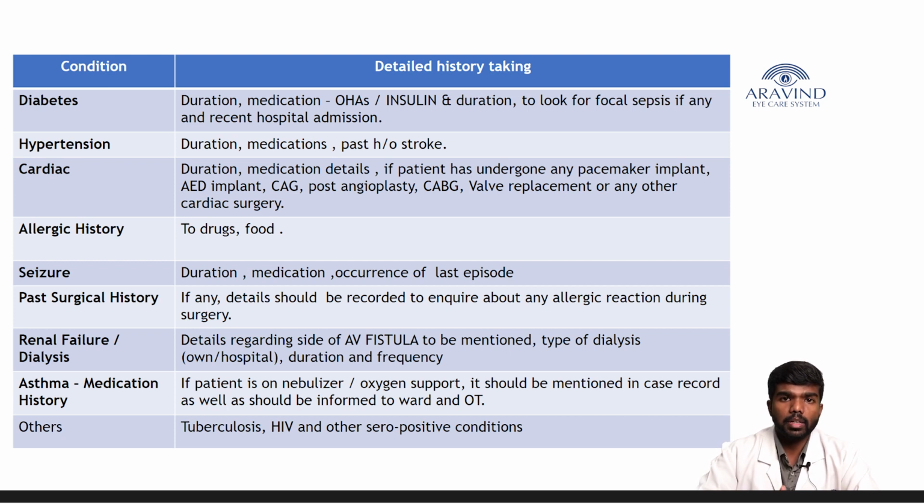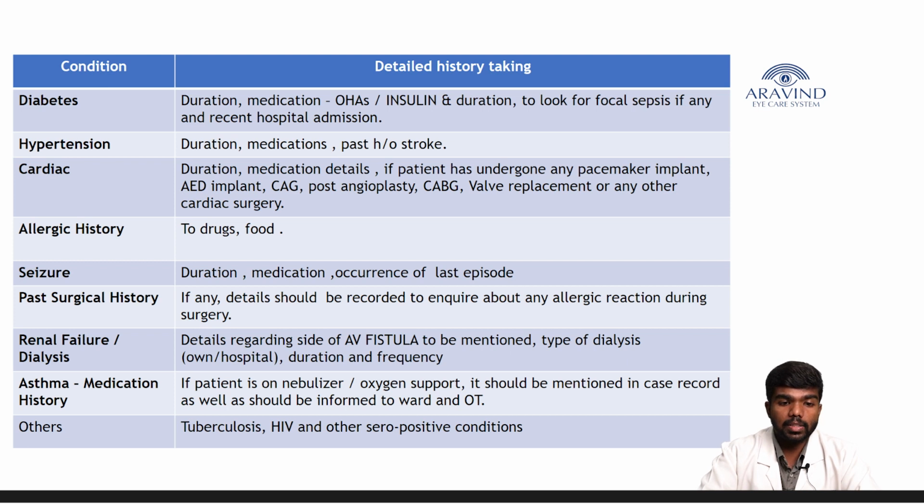In diabetes, duration and medication, especially if the patient is on OHA or insulin. In hypertensive patients, the duration and medications that they are taking. In cardiac patients, duration, medication, and also if they have undergone any cardiac surgeries and the details regarding those surgeries. Allergic history. Now this is very important with regards to drugs or food. Seizure history, past surgical history, especially other ocular surgeries.